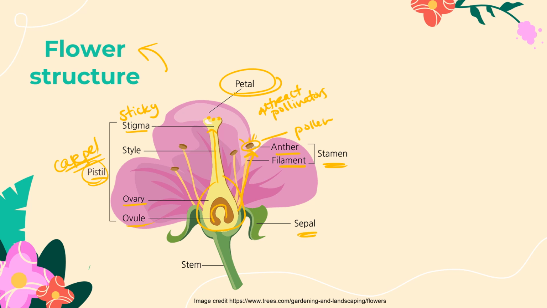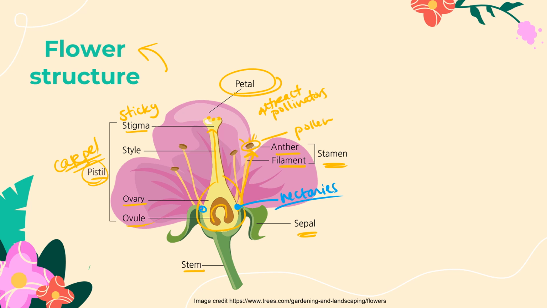We've got some sepals. Sepals are these leaves. Their job is to protect the flower as it's growing. We have the stem, sometimes called the peduncle. We will also sometimes have some nectaries. And the job of the nectaries is to have some nectar, which will also attract those pollinators.